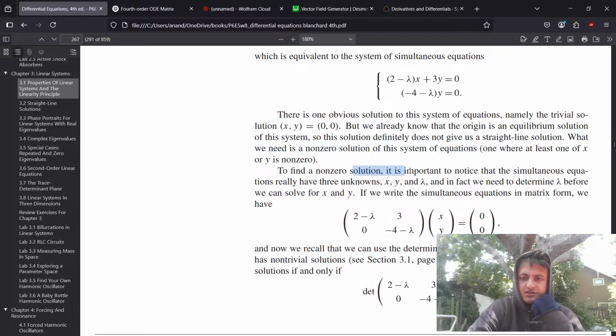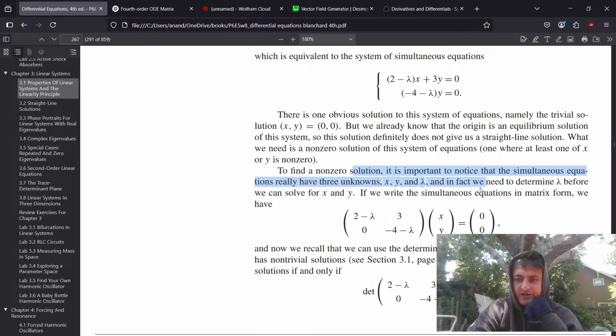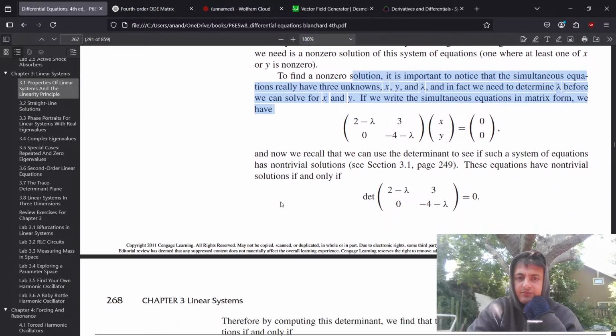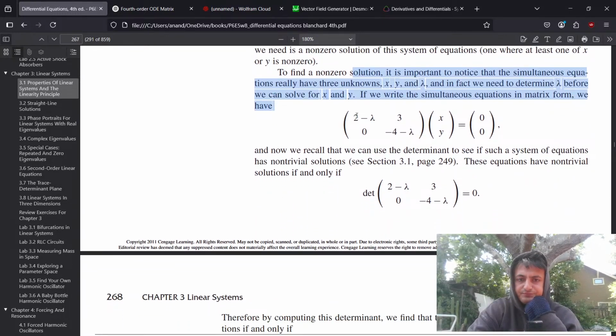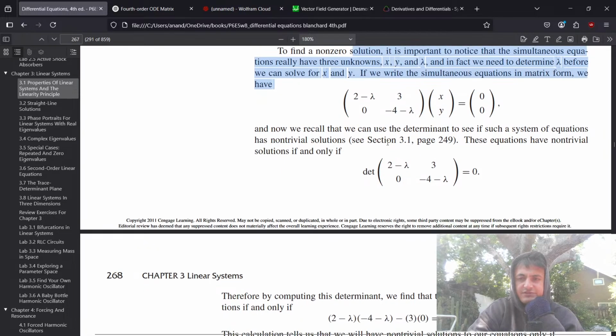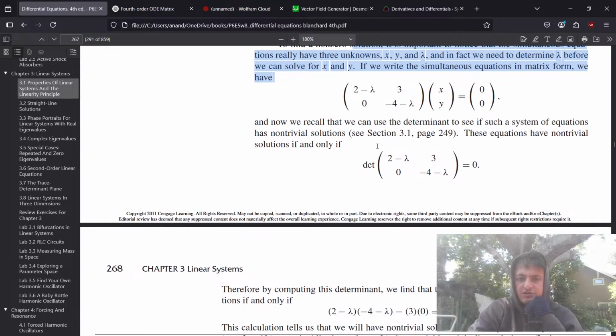To find a non-zero solution, it is important to notice that the simultaneous equations really have three unknowns, x, y, and lambda. In fact, we need to determine lambda before we can solve for x and y. If we write the simultaneous equations in matrix form, we have this. Now recall that we can use the determinant to see if such a system of equations has non-trivial solutions.